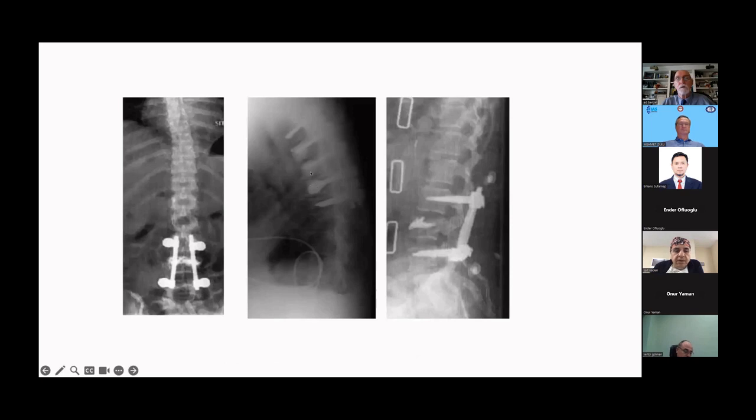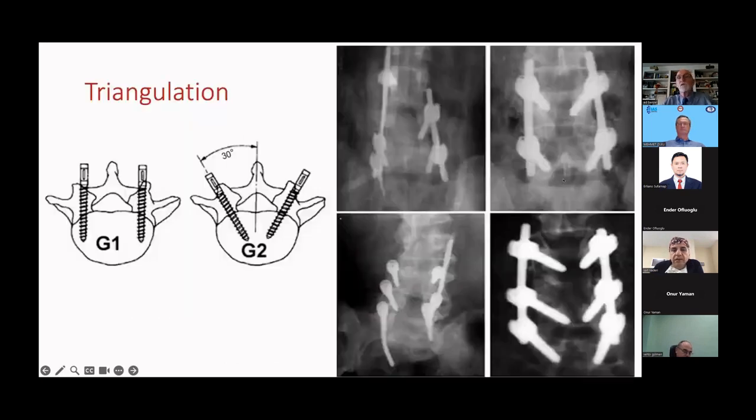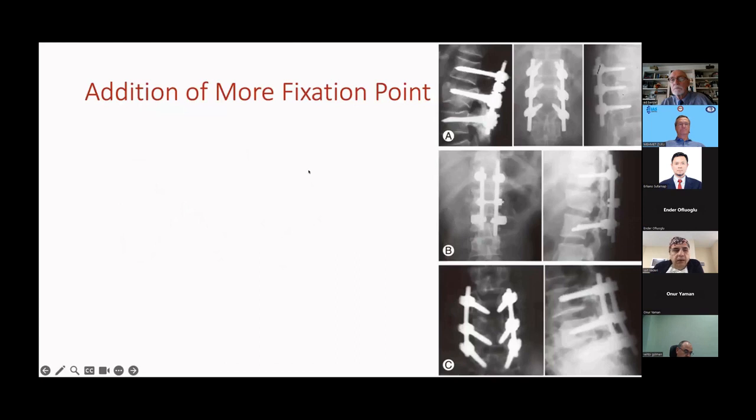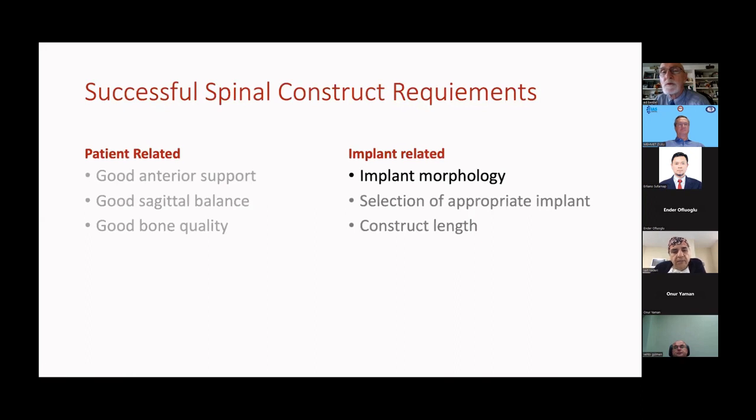Therefore, we can use cements or hooks or other techniques. For example, triangulation technique screws may decrease the risk of pull out in these cases. And also more fixation points, for example, here, and also hooks or transverse elements. All these may help stability of the implant. But nevertheless, poor bone quality is a big problem, and when you have poor bone quality, it's better to think about the decision for surgery twice. This is very important.